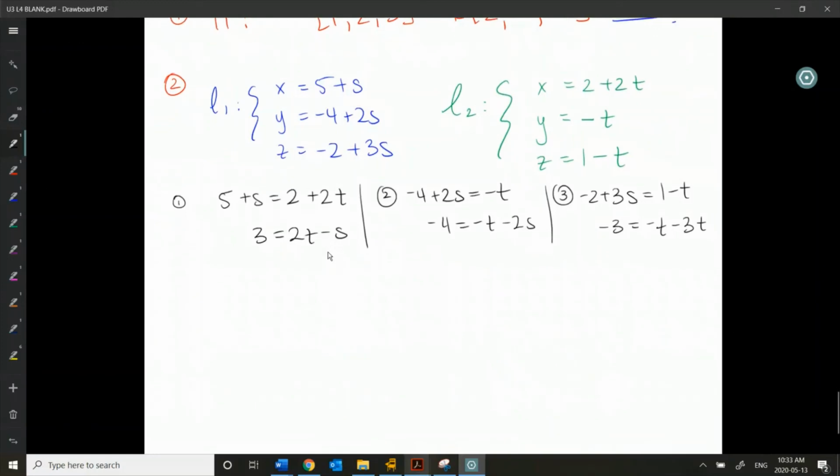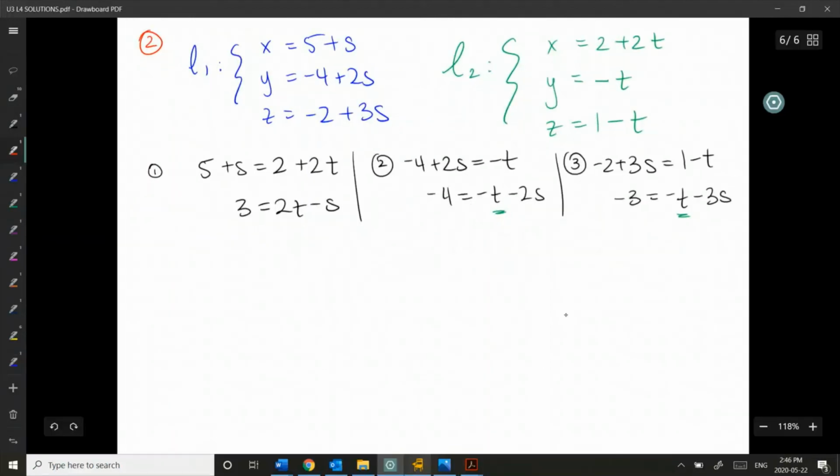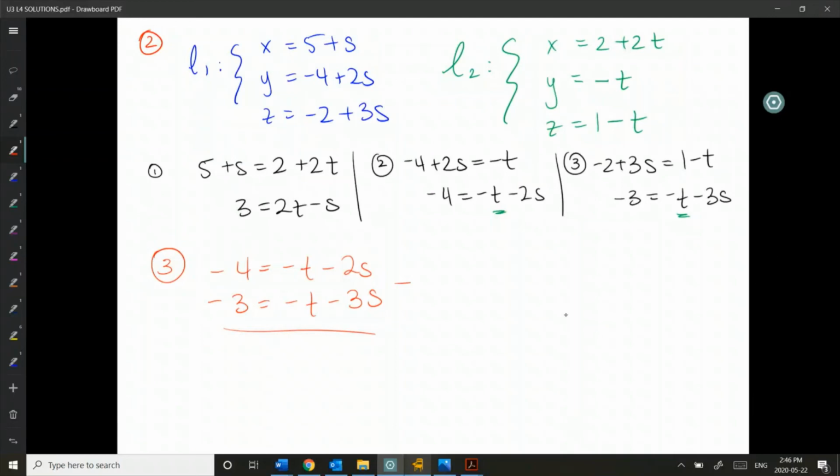Okay, so now we've got 3 equations. Choose your equations strategically here. Let's say maybe we'll use 2 and 3 here because I'm noticing I have a negative t in both of these. We're going to have to subtract these 2 equations because our t's are both negative. And when we do that, we're getting negative 1 and positive s. So we get that s is equal to negative 1 here.